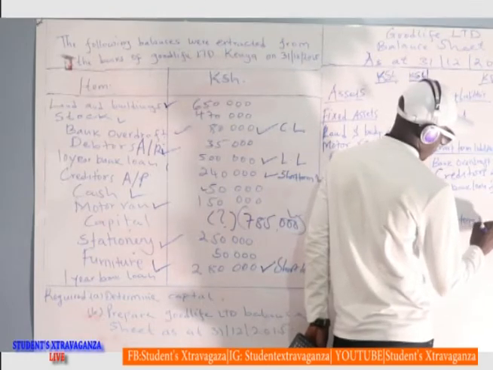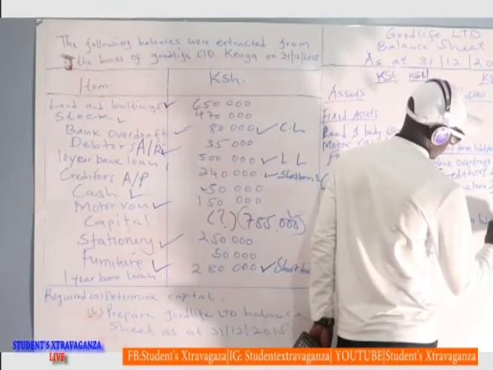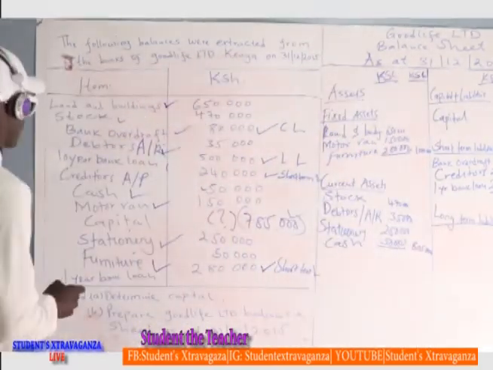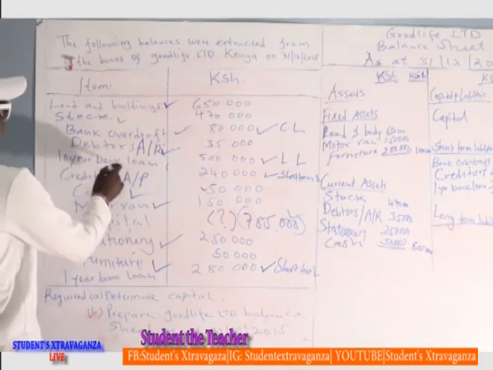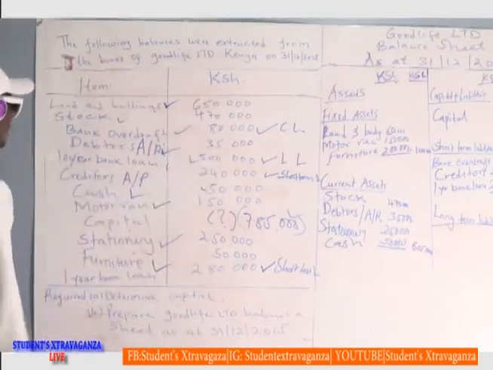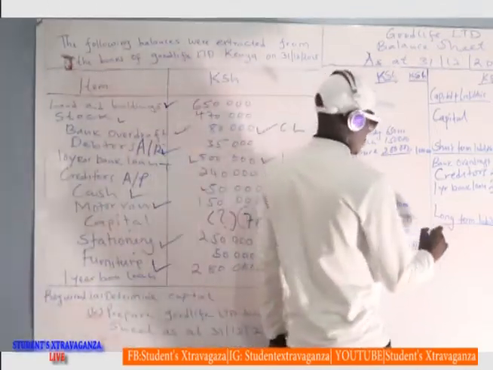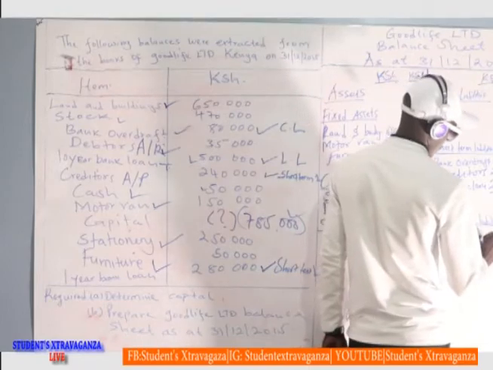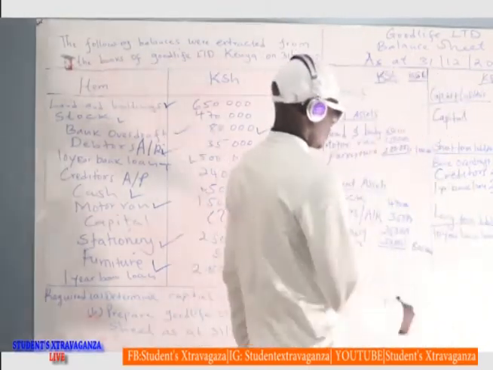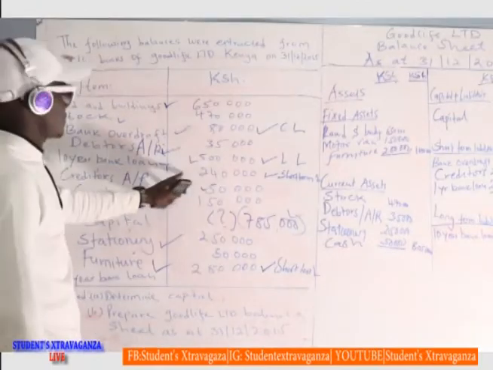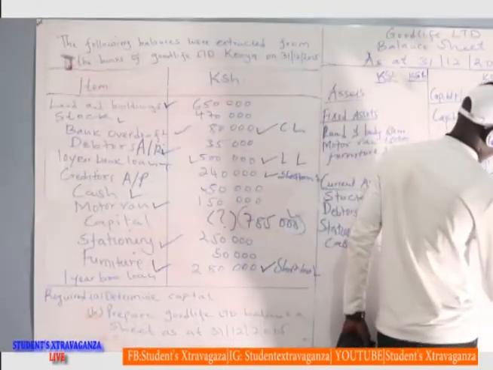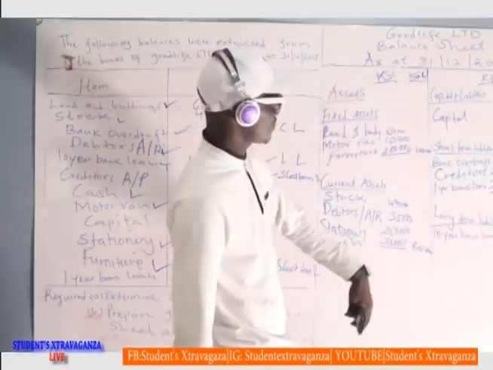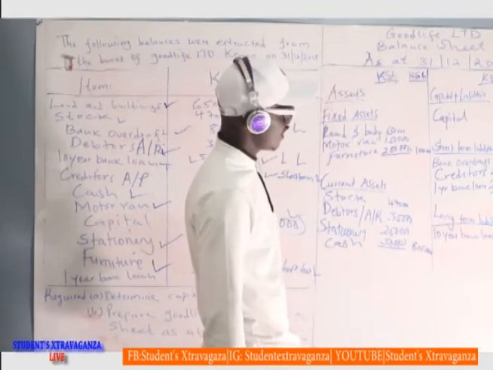Long-term liabilities, we underline. Then we have only one long-term liability, 500,000, the 10-year bank loan. We just transfer it directly. It is 500,000, because we have no other long-term liability, so we transfer it to the second money column.